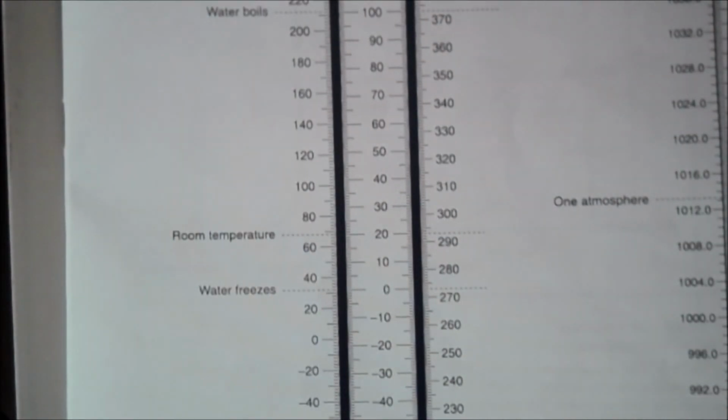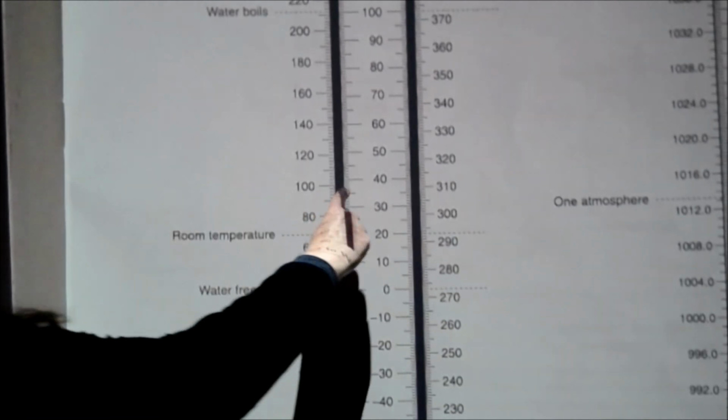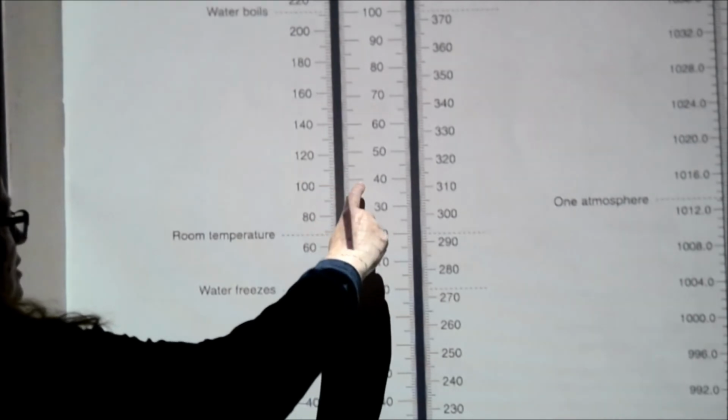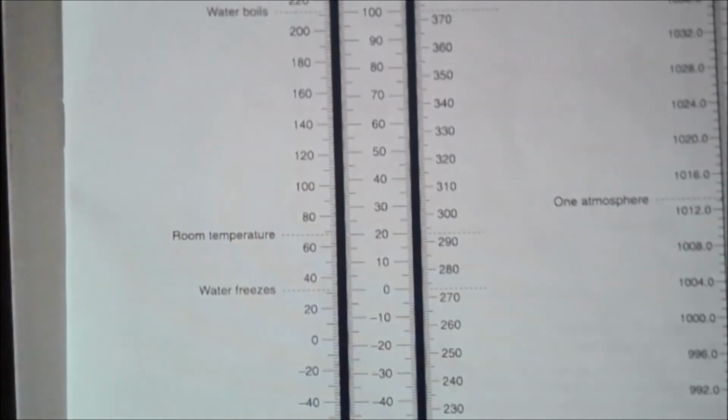I need you to be able to go from Celsius to Fahrenheit. Now I could have you do it mathematically, but since you have it here, let's do a quick review. If I'm looking for what temperature is 40 Celsius, all I need to do is read directly over. If you read directly over, what is it? 100, 102, about 104 degrees Fahrenheit.